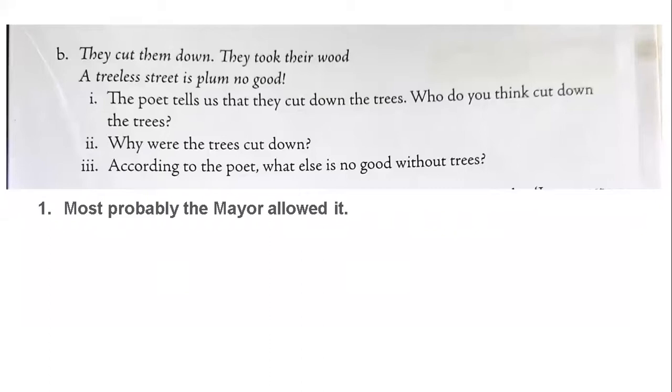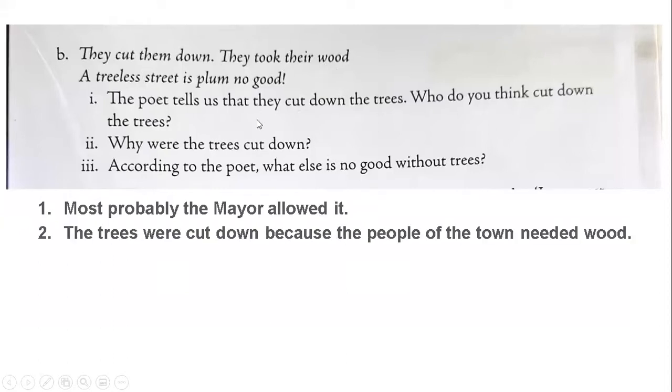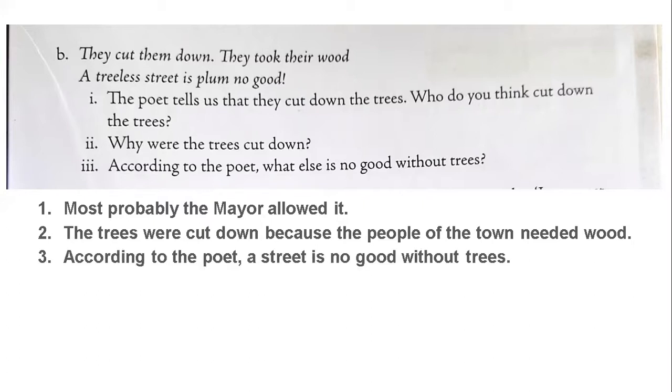Why were the trees cut down? Well, that is obvious here in these lines. The trees were cut down because the people of the town needed wood. According to the poet, what else is no good without trees? Read carefully and you'll know the answer. What is no good without trees? A neighborhood and a street is no good without trees. A street is no good without trees, just like a treeless neighborhood. A neighborhood is also no good without trees.